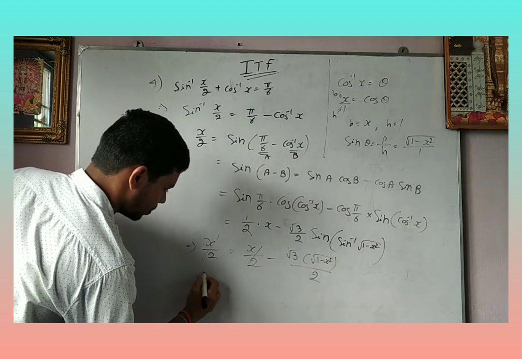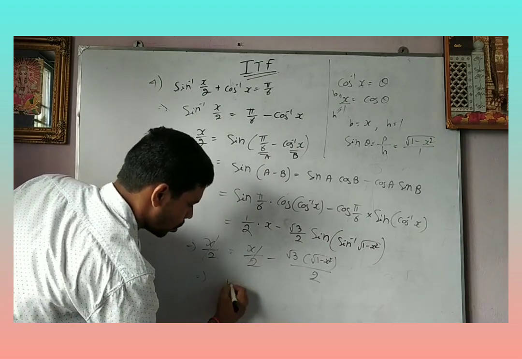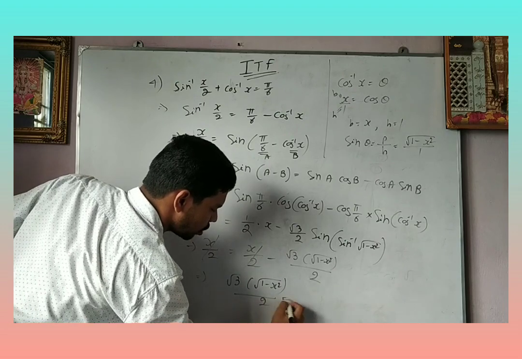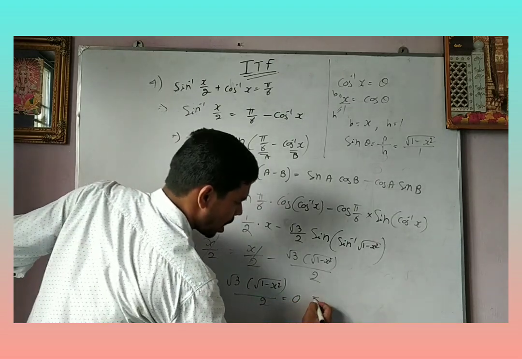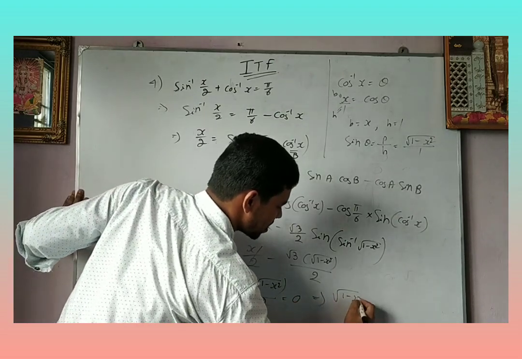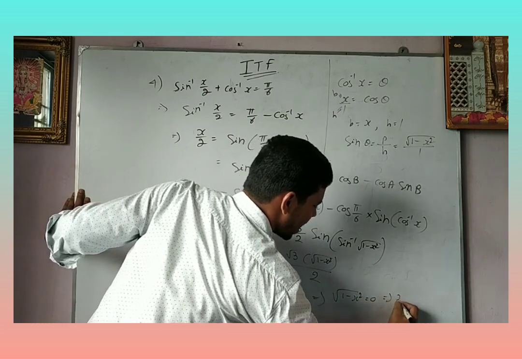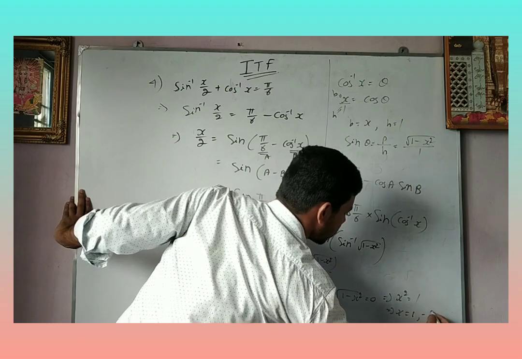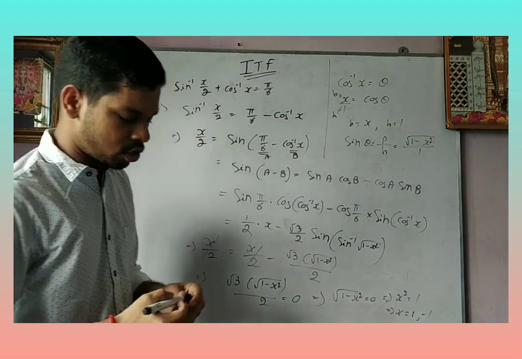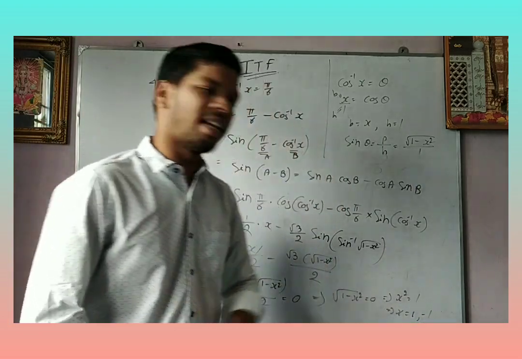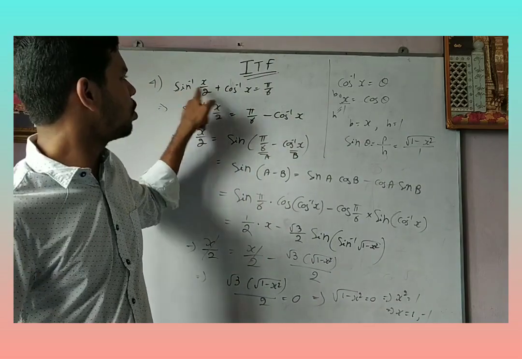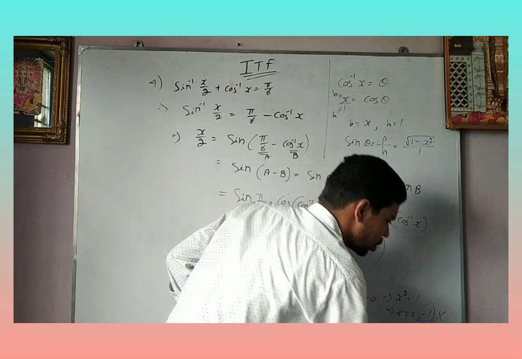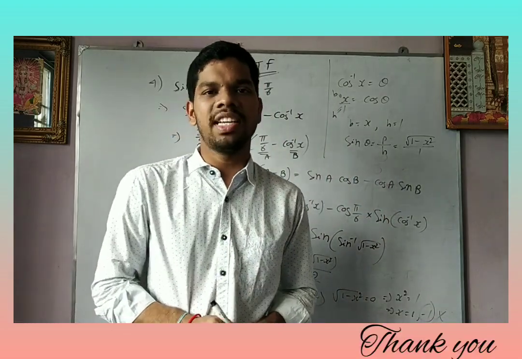Then root 3 times root over 1 minus x square by 2 is equal to 0. And this gives root over 1 minus x square equal to 0. And x square equal to 1 and x equal to plus or minus 1. Here also you cannot take x equal to minus 1. Same logic. Put x equal to minus 1 and check it. This is not possible. Only x equal to 1 is our answer.